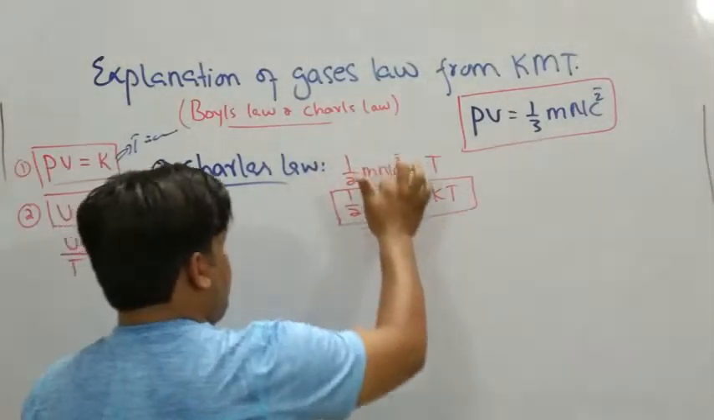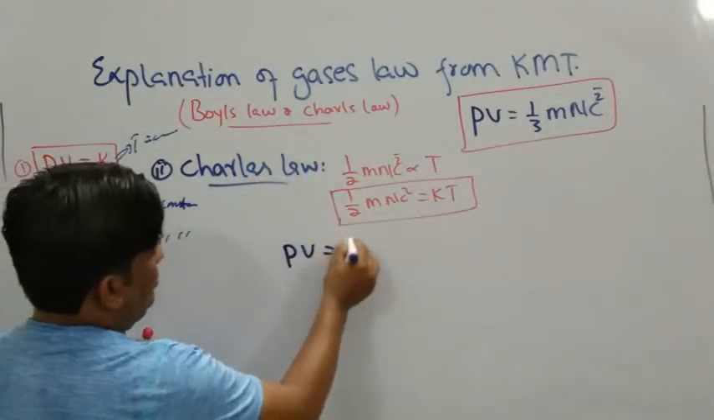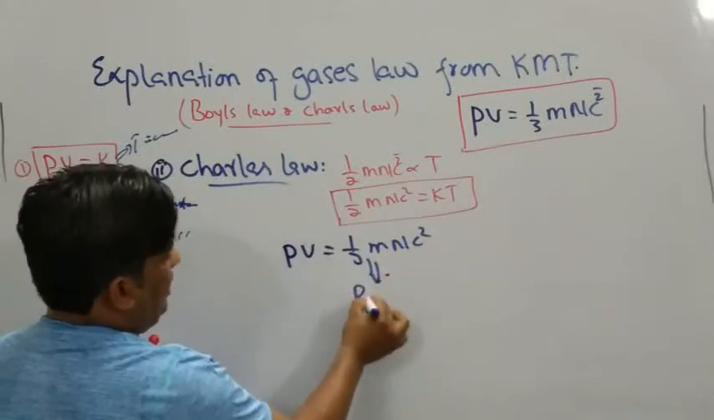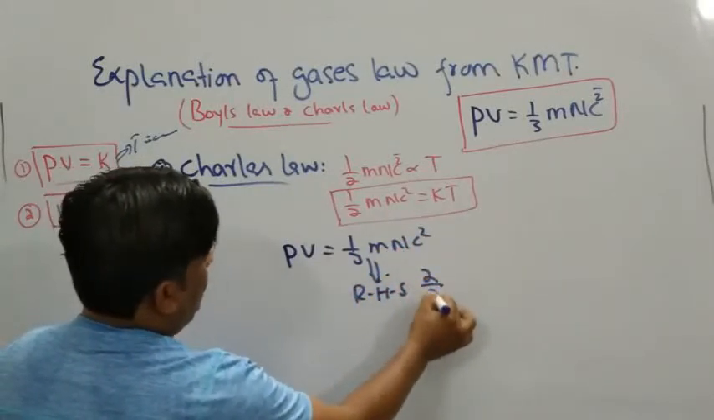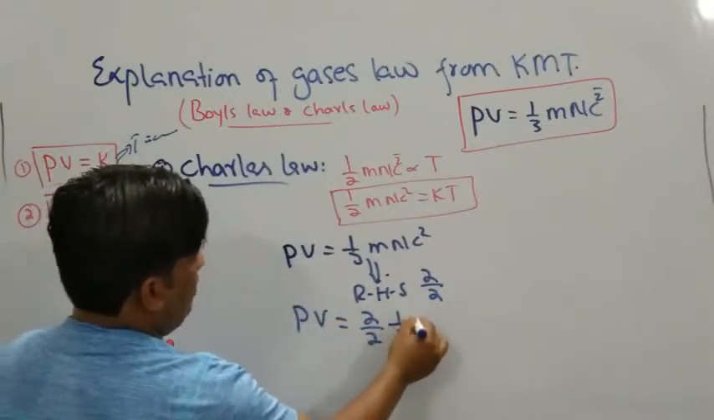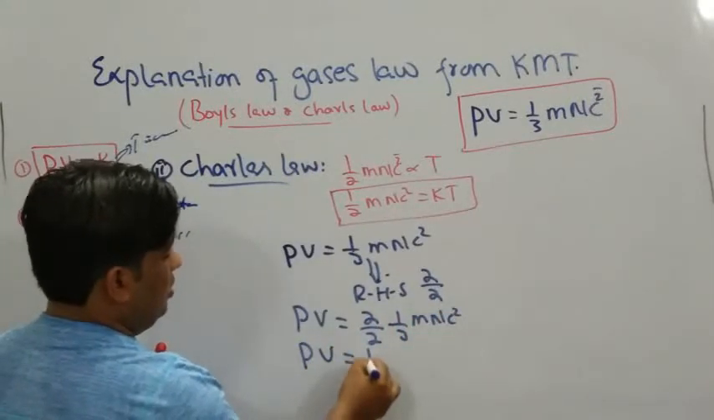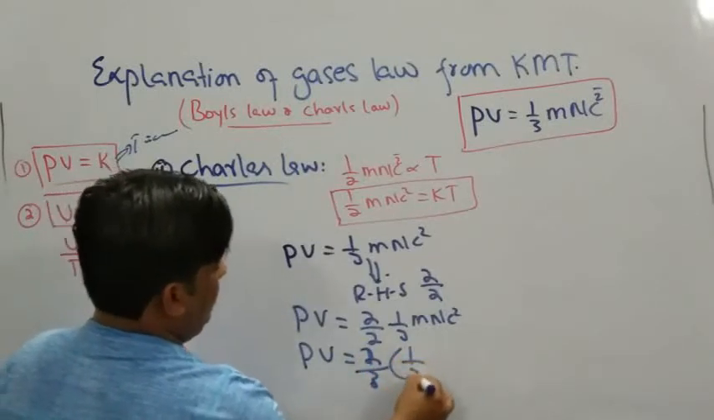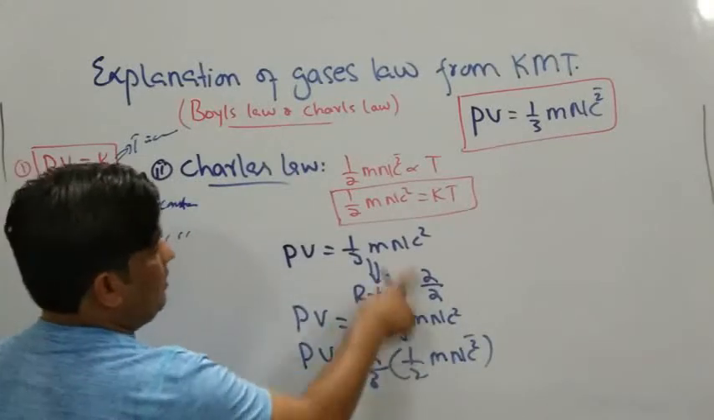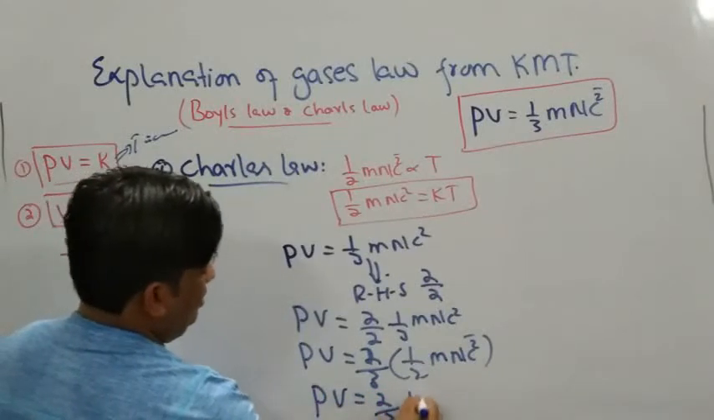Now what is the kinetic equation? PV is equal to 1/3 mc square bar. Again, the right hand side of this equation we divide by 2 and multiply by 2. So PV is equal to 2/3 times 1/2 mc square bar, and 1/2 mc square bar is equal to KT. So PV is equal to 2/3 KT.